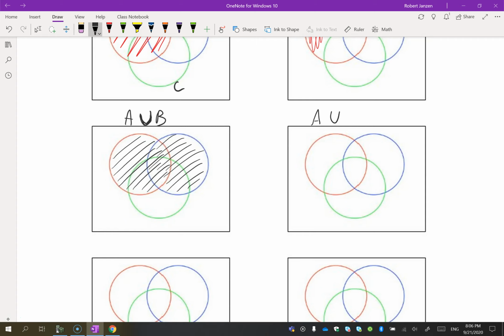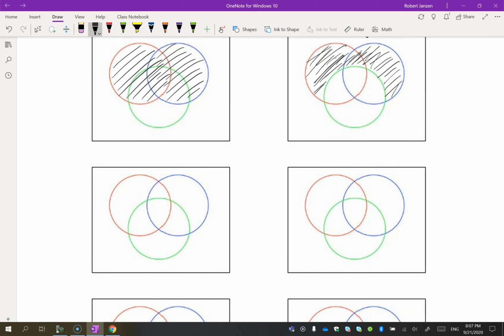What is A union B not C? So that's going to be the same thing, except anywhere where there's a C, we can't include it. Okay, so that's going to look something like this. Okay, try this one. What does this mean? So that's the intersection of the three of them. That's the only place where all three exist. So that's going to be in here.